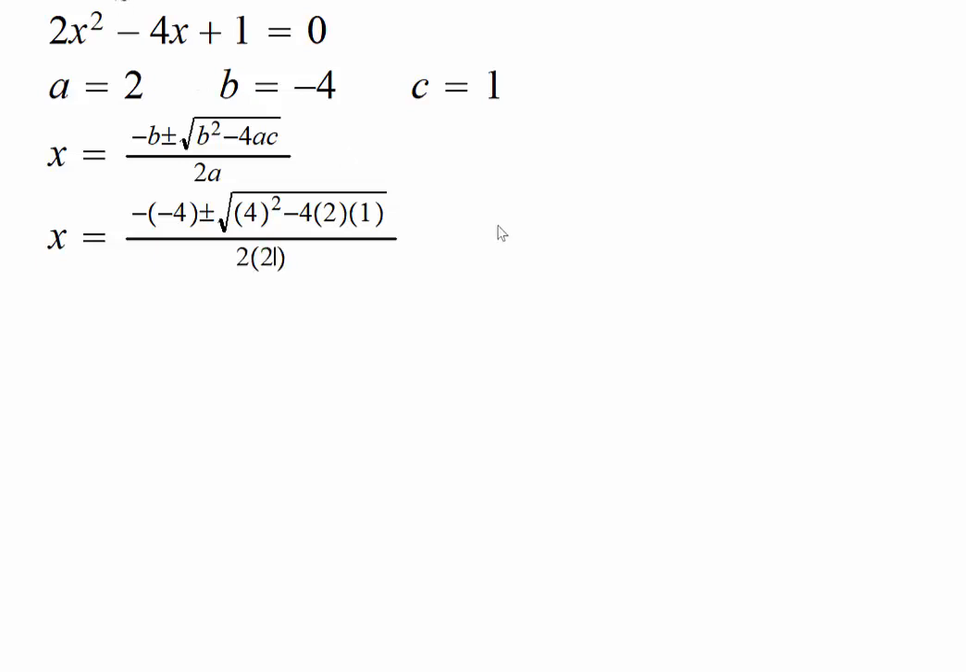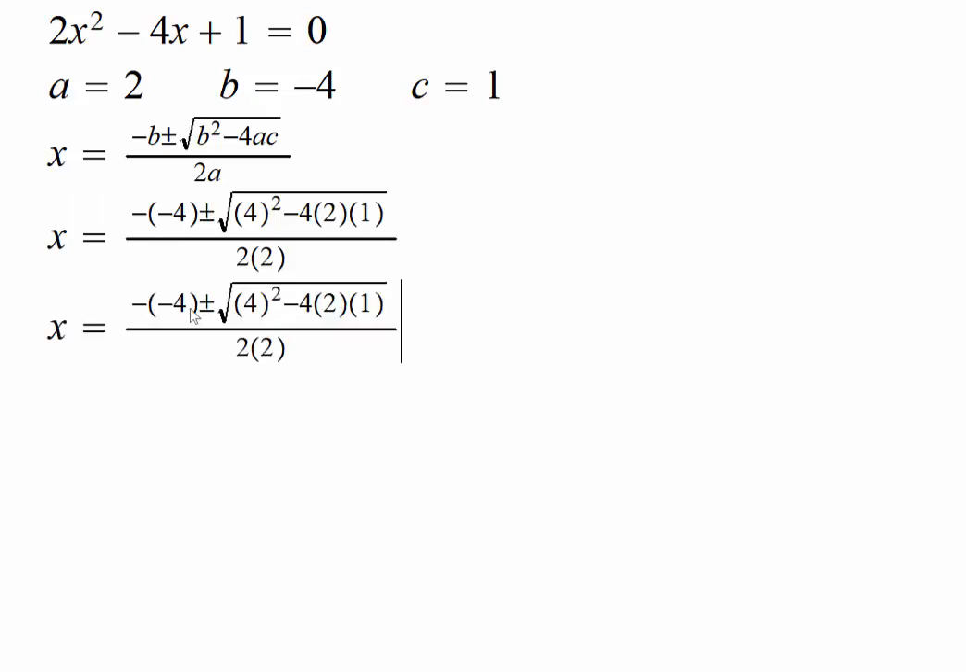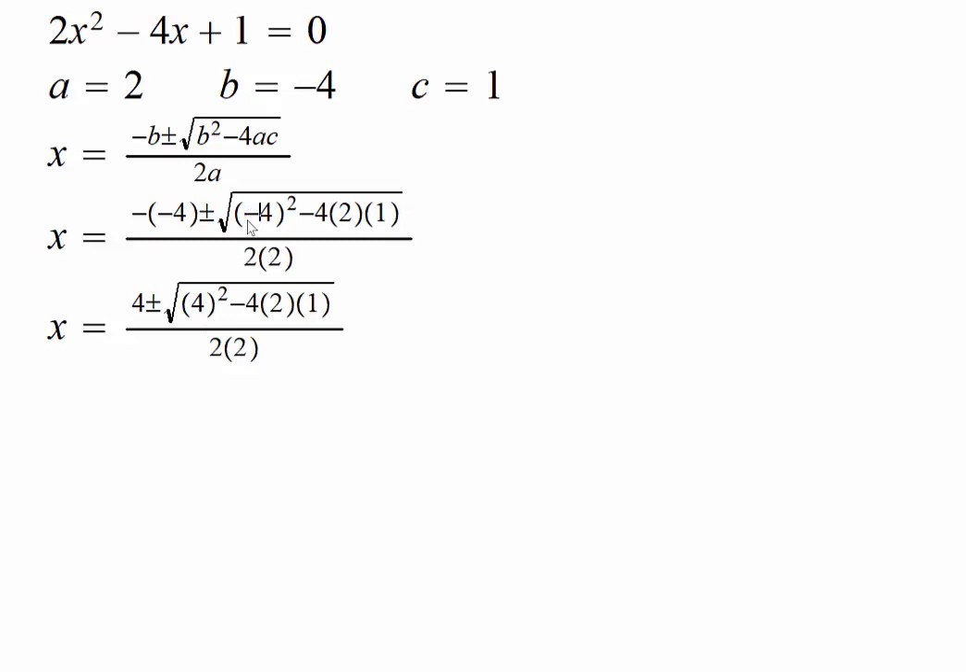So this will mean that x equals 4, and this is actually negative 4 squared. It doesn't matter when we are squaring it, but just to be precise. And 4 times 2 times 1 is how much? That's an 8, and here in the denominator we have a 4.